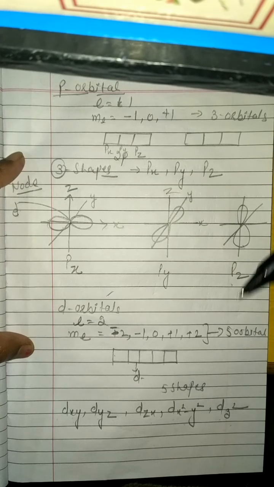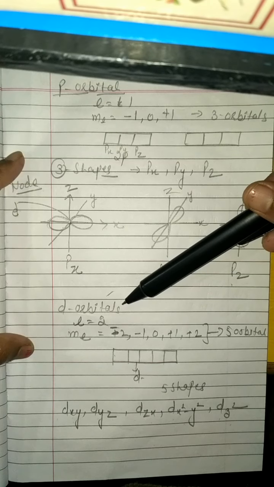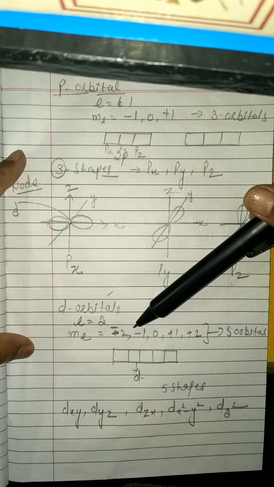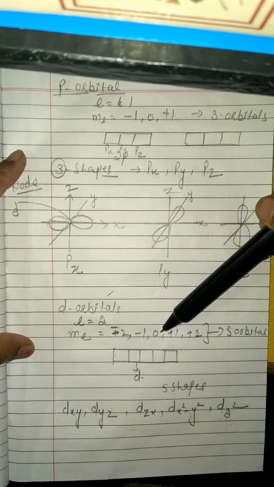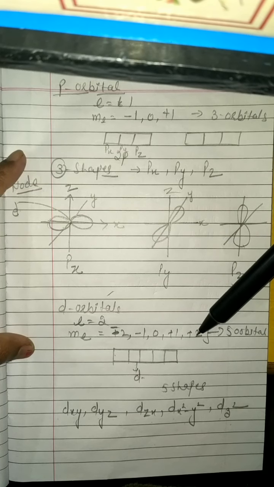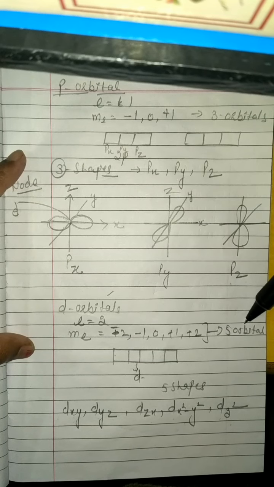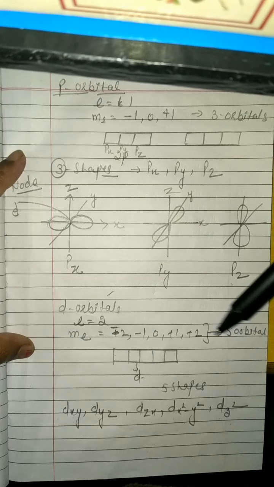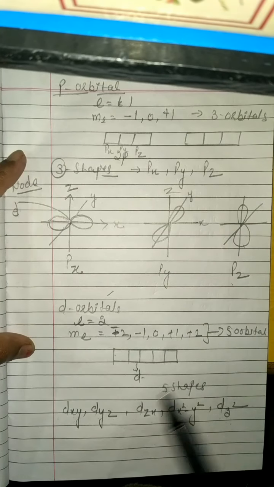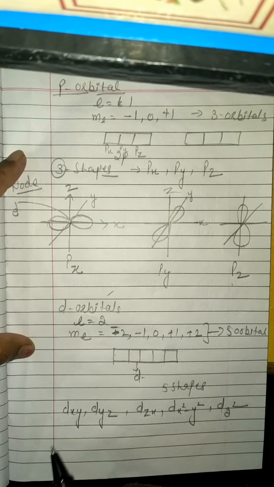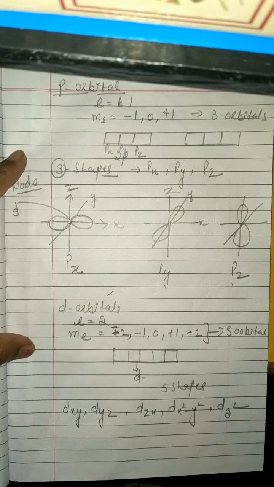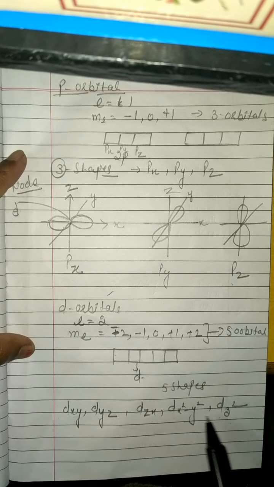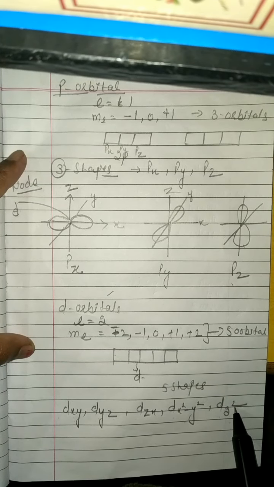We are discussing the d shapes. For d shapes, L is equal to 2, and ml is equal to minus 2, minus 1, 0, plus 1, and plus 2, so there are 5 orbitals present. The names of these orbitals are dxy, dyz, dzx, dx square minus y square, and dz square.